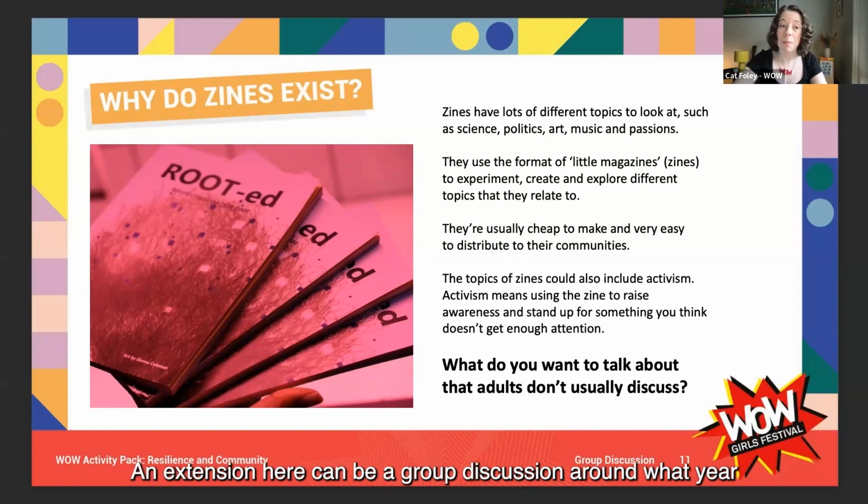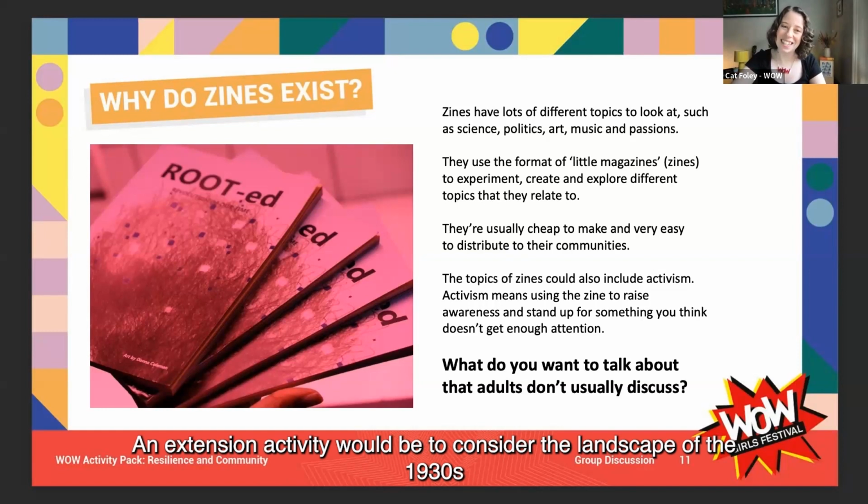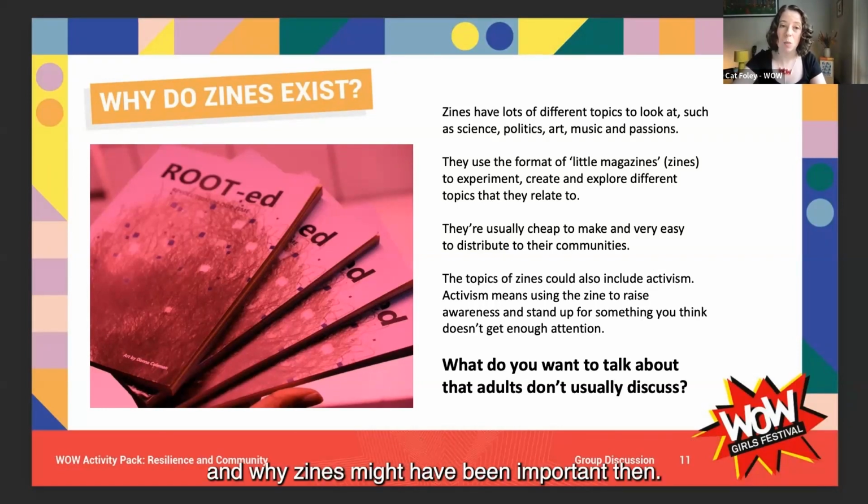An extension here can be a group discussion around what year was the first zine made. I'm going to ask it to the chat. You could adapt this by giving possible answers to pick from and using silent voting to guess. If you don't know the answer, it's 1930. An extension activity would be to consider the landscape of the 1930s and why zines might have been important then. I think there's a lot of opportunity for cross-curricular work as we think about zines.